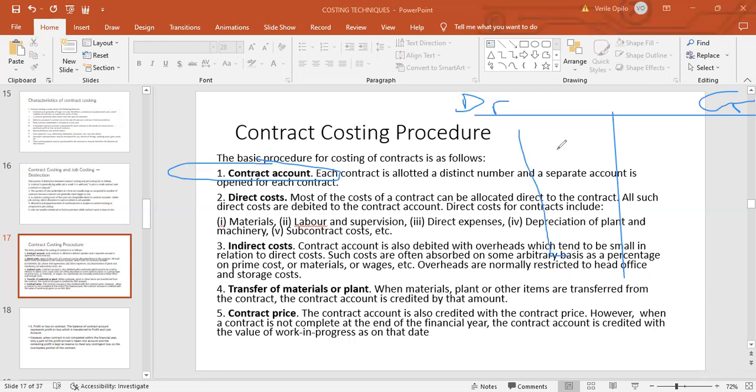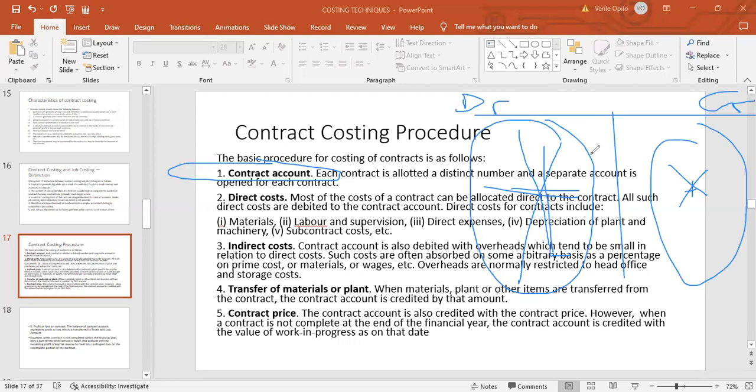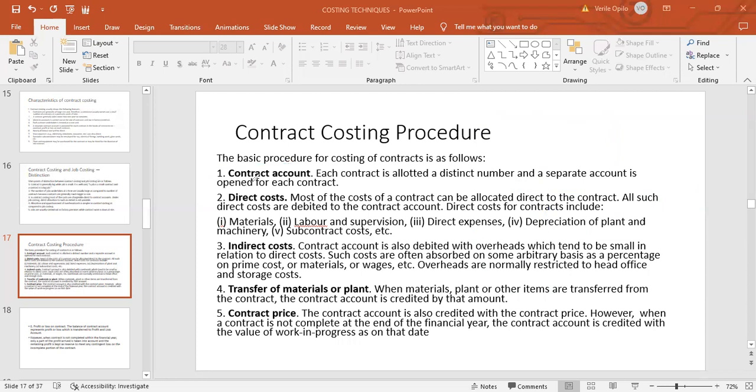So any costs that are incurred are usually recorded on the debit side. Any incomes that are coming into the business as a result of that contract will be recorded on the credit side of the contract account. So that is another element that we need to consider when it comes to contract costing, that we will consider all the direct costs as well as the indirect costs.